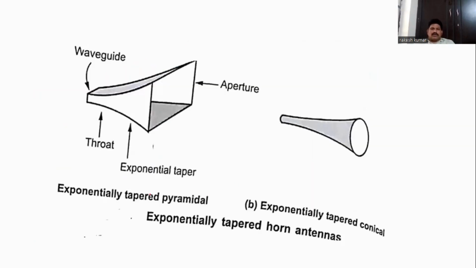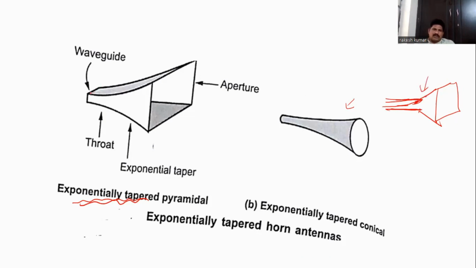The other one is called exponentially tapered. So what is the difference? In the previous one, for example, if you take this, here the waveguide is like this. So what happened here? Whenever the signal is coming here, some of the signal will get stuck here. So there is some ambiguity or some disturbance.